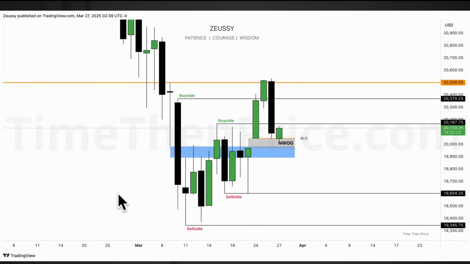Here on the daily chart of Nasdaq, what you can see is that Nasdaq opened up this week and immediately expanded towards the upside. The weekly open can be seen by this orange line right here. Notice that when we opened up this week, we saw a gap get created between Friday's close and Sunday's open. This range is referred to as the new week opening gap.